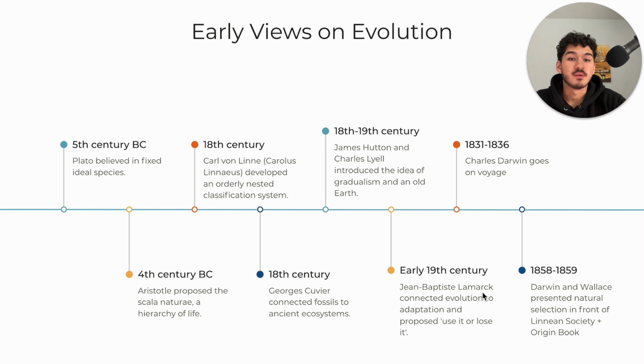1831, 1836, these are the years of that famous Charles Darwin voyage where he goes on the HMS Beagle and looks at those finches. And lastly, 1858, 1859, Darwin and Wallace, they presented all their research and Darwin wrote a book. So Darwin's voyage on the HMS Beagle.